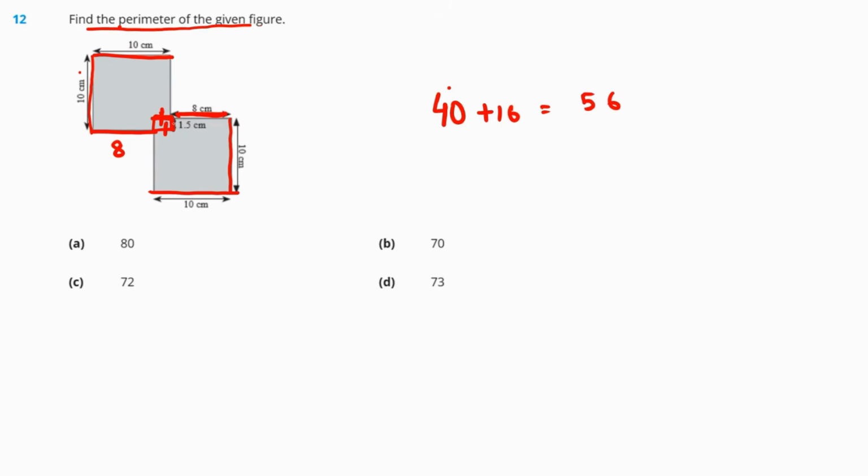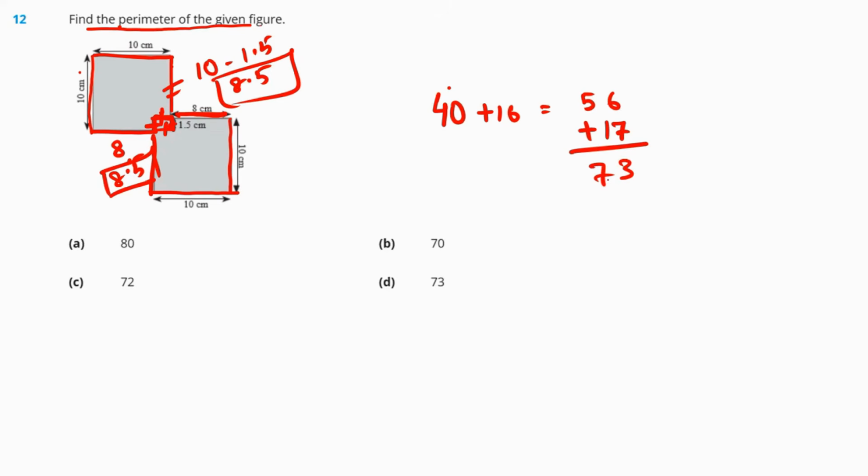Now, if this is 1.5, this is also 1.5. So from 10, if 1.5 is overlapping, what is this portion? 10 minus 1.5, that's 8.5. So if this is 8.5, this side is also 8.5. Two 8.5s means 17 as a total. So 56 plus 17 results in 73. Option D is the answer.